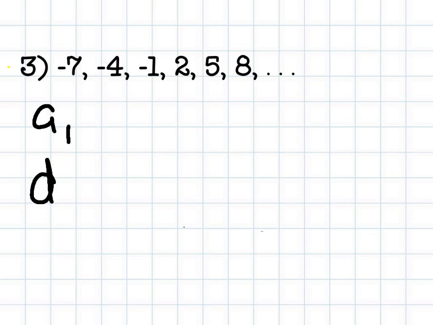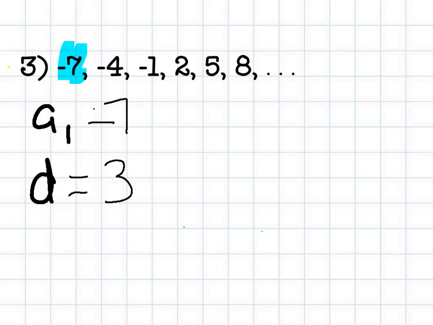So if I give you a sub 1 and I ask you to find it, what is the first term in this pattern? Well, the first term in this pattern is -7. Okay. Then I want to find the common difference. How do I go from -7 to -4? From -4 to -1? From -1 to +2? From +2 to +5? Well, each time the number is going up by 3.